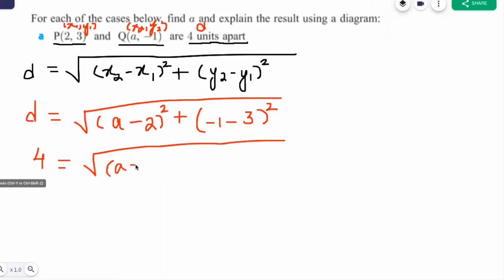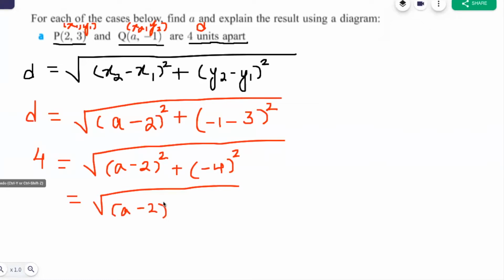This will be a minus 2 whole square. And when I solve this, I will get minus 4 whole square. And as I square it, this will become positive and this will become 16. So let me write one more step quickly. This will be a minus 2 whole square plus 16 and 4. Now, what is the method of removing square root?